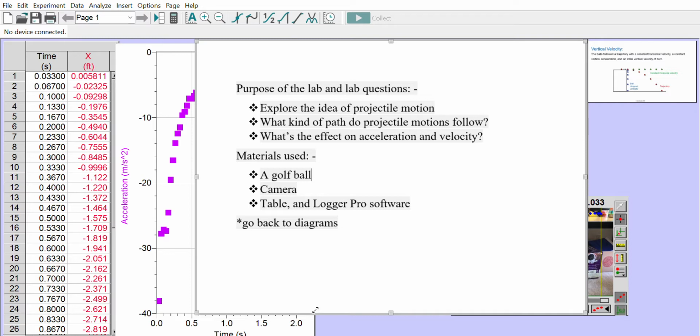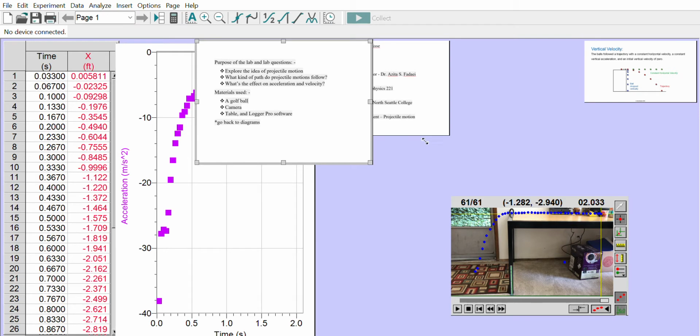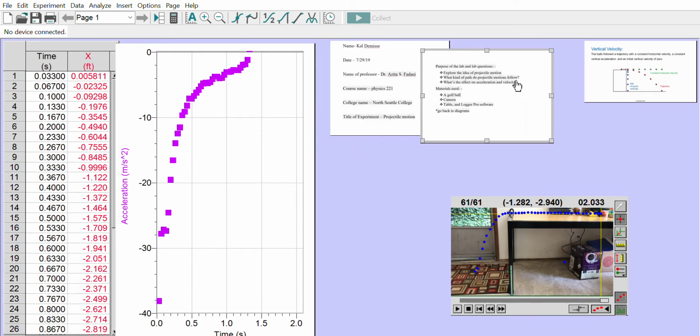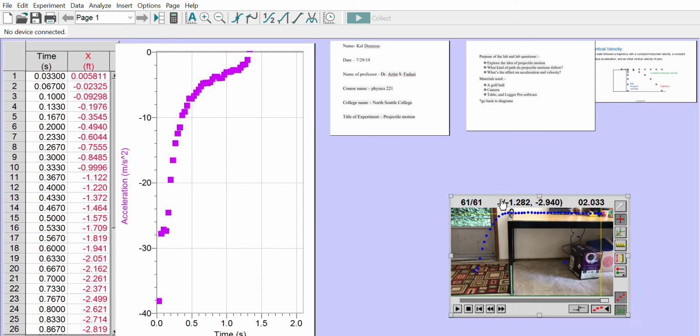So the purpose of the lab is exploring the idea of projectile motion. And the two lab questions I wanted answered were, what kind of path does projectile motion follow? What is the effect on acceleration and velocity? The materials I used are a golf ball, a camera, a table, and Logger Pro software. So let me show you my experiment video before we go on further.